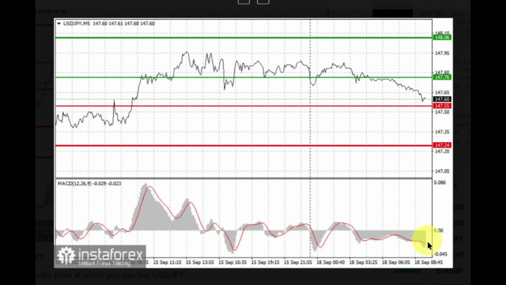Also consider selling USDJPY after two consecutive price tests of 147.76. But the MACD line should be in the overbought area this time, as only by that will the market reverse to 147.55 and 147.24.